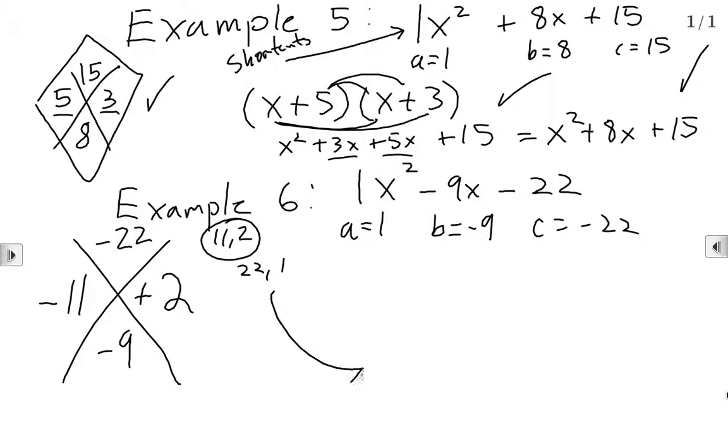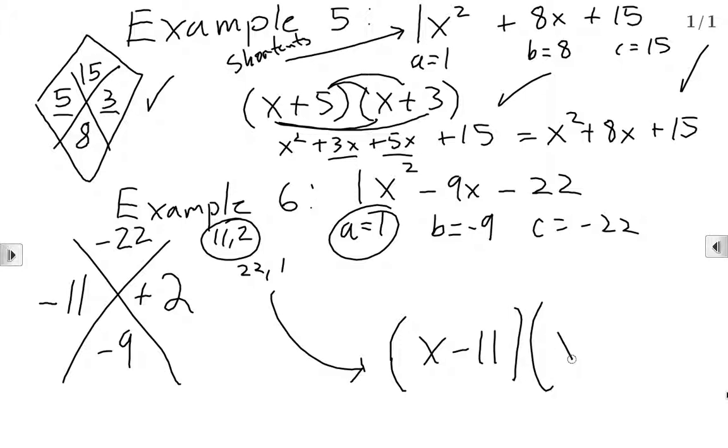And since we can take our shortcut, because a equals 1, we know the factored form is just x minus 11, x plus 2. Boom, roasted.